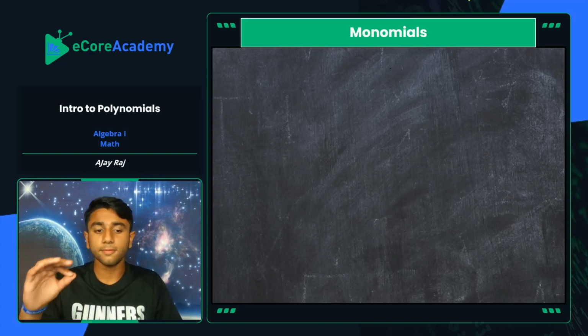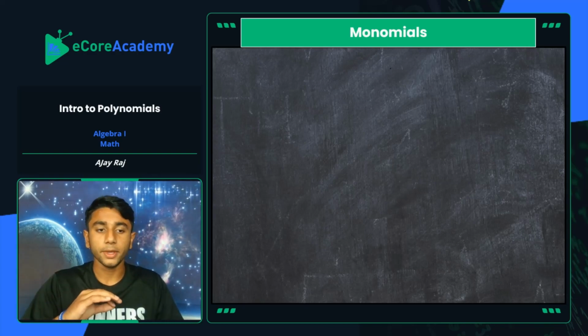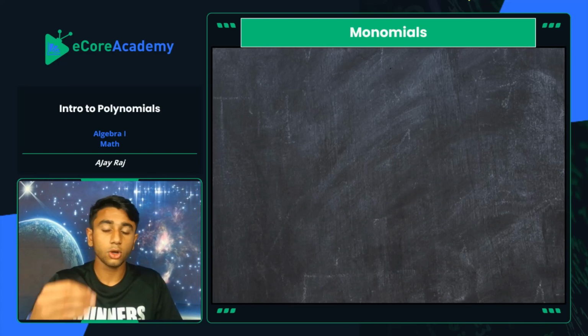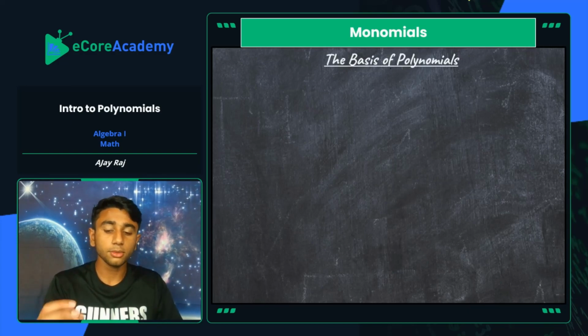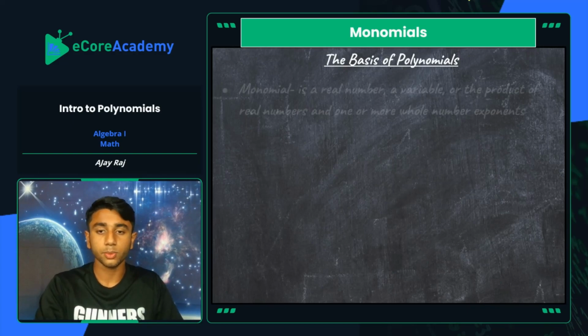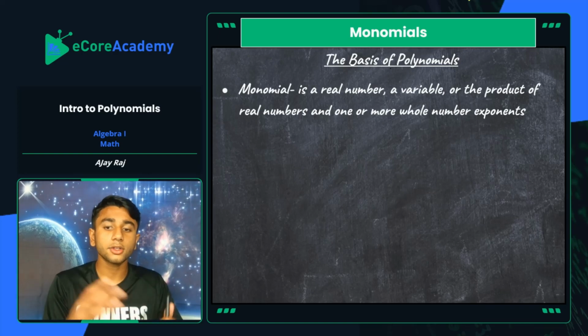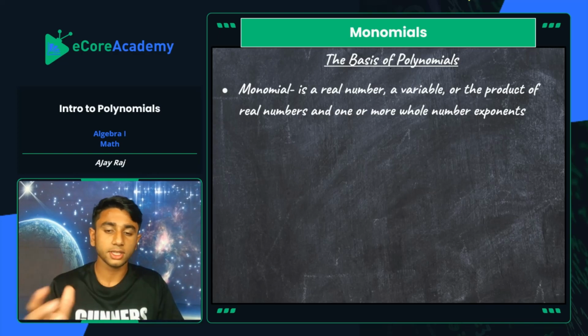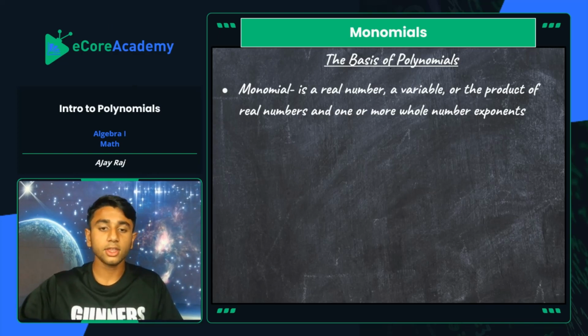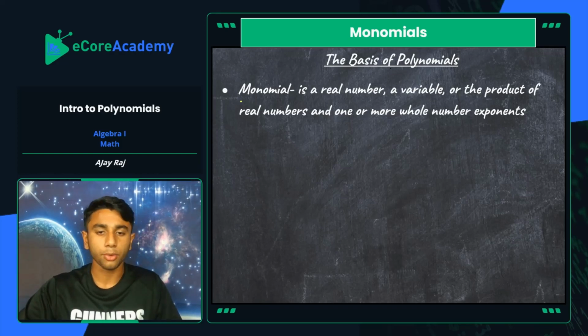So let's start off with a very important term in this intro to polynomials. It's called our monomial. The monomial is the basis of polynomials, what we're going to be talking about all throughout Algebra 1. A monomial is a real number, a variable, or the product of real numbers and one or more whole number exponents. The way that I like to think of a monomial, just to summarize, is as a single term, essentially. Any single term that doesn't have any operations other than multiplication between itself.